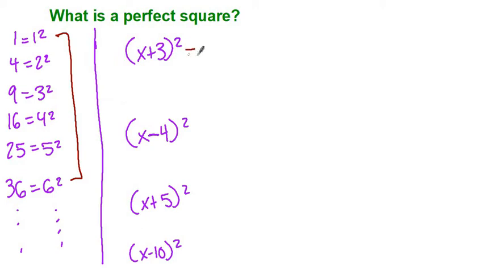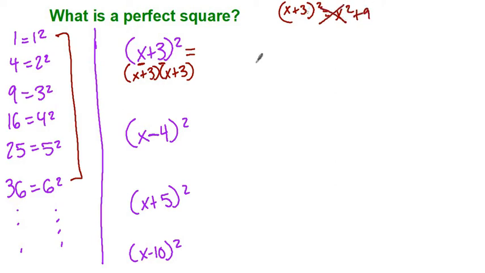When it comes to a binomial, this is called a binomial because it has two terms. It has an x and a 3. First of all, when you're actually squaring this, the common mistake that people make is to do the following. They say, okay, well, x plus 3, when I square it, that's going to be x squared, and then 3 squared would be 9. And that's actually wrong, and I'll show you why.